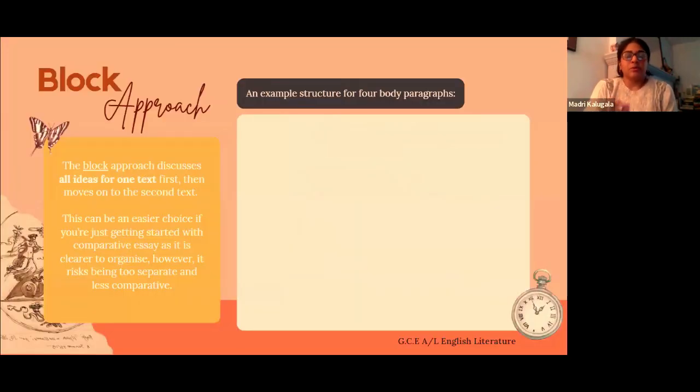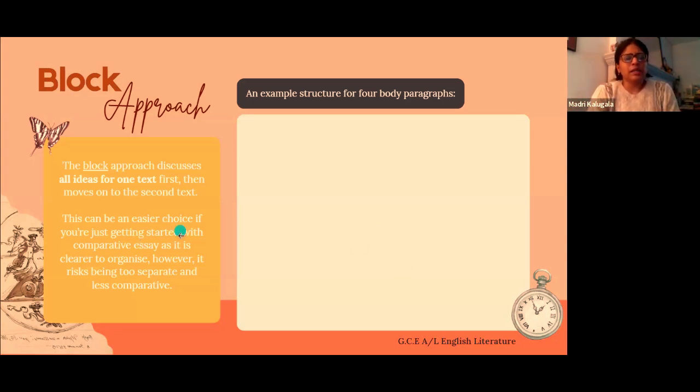Okay? So, the block approach. The block approach is an approach where, when you're writing the comparative essay, you discuss all of the ideas for one text first, and then you move on to the second text. So it's clearly broken down, segregated and separated. First, I will be discussing text A, then I will be discussing text B. Okay? You don't really intermingle the two. You keep them separate, 2 different ingredients.